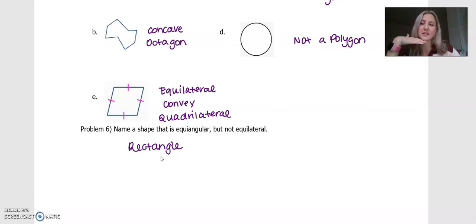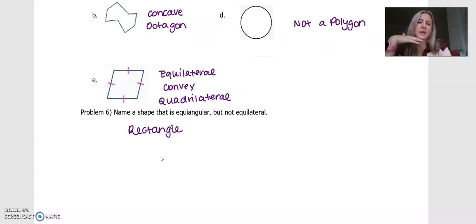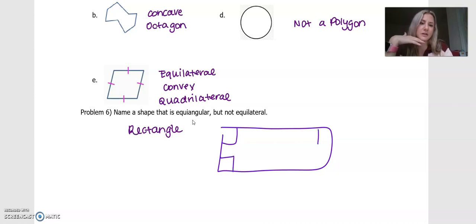And then just something to think about here, name a shape that's equiangular, like a rectangle. Look, all 4 right angles. But it's not equilateral, right? These 2 are congruent and then these 2 are congruent. Just something fun to think about.